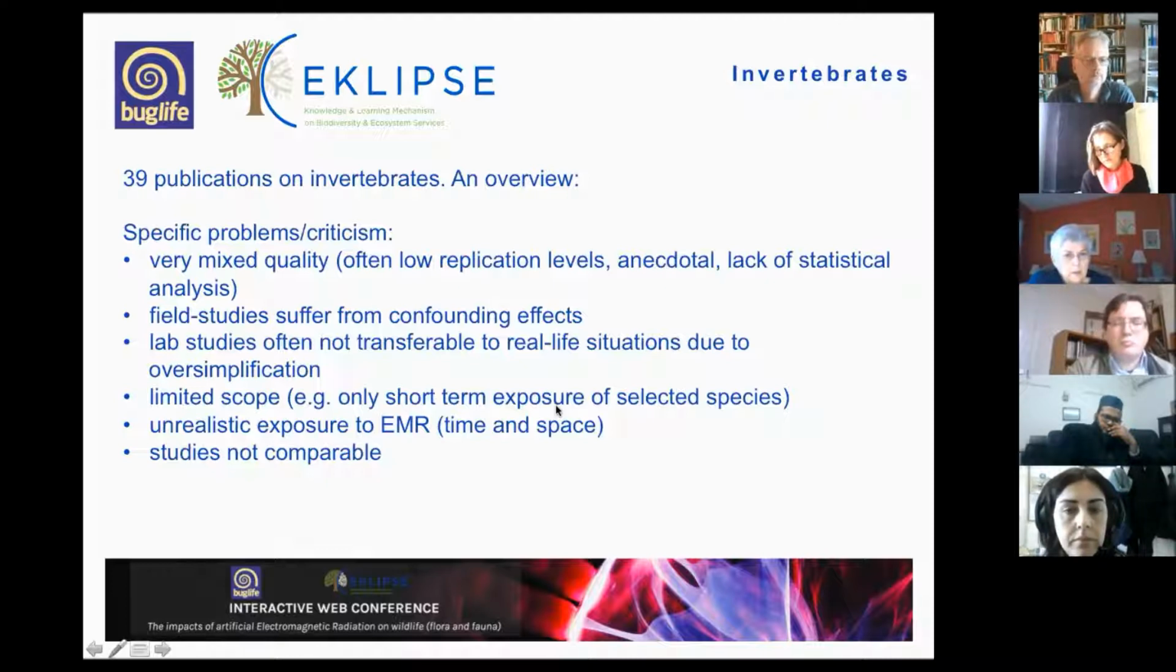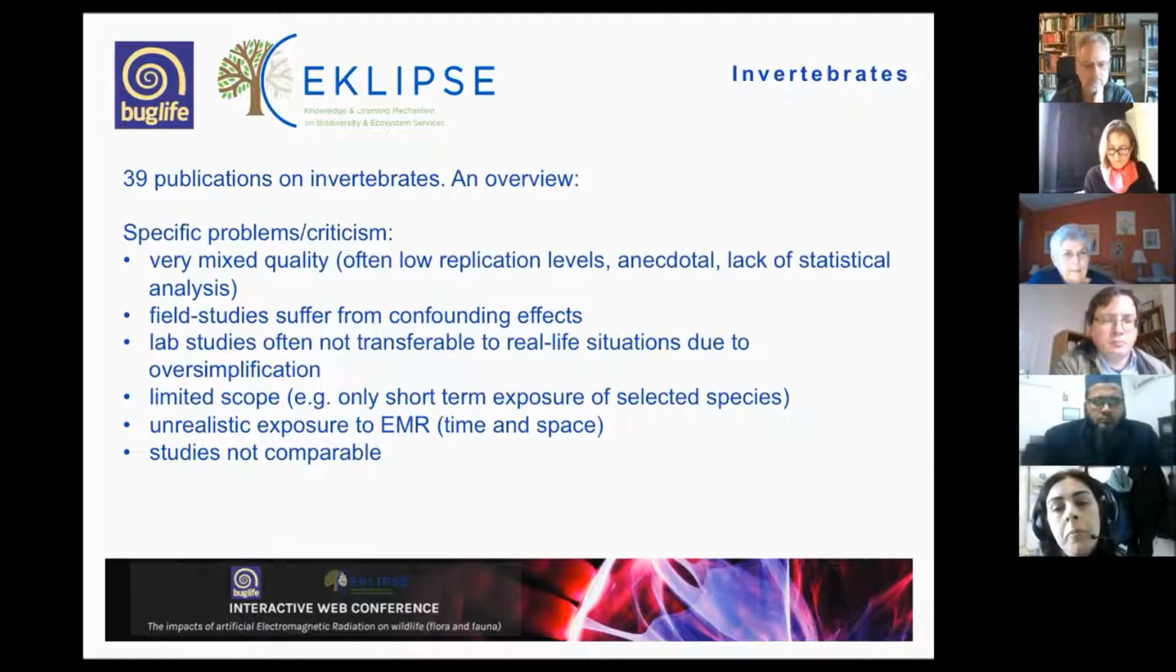The lab studies were often not transferable to real-life situations, given the very short-term exposure to the EMR, which is not usually the case in real life. Usually, if there's radiation, this is something that is ongoing and will have an effect over several generations, so it's not a short thing. So lab studies very often oversimplify the facts. The limited scope was a problem. As I said, there was only selected species in most cases, and only a very short-term exposure.